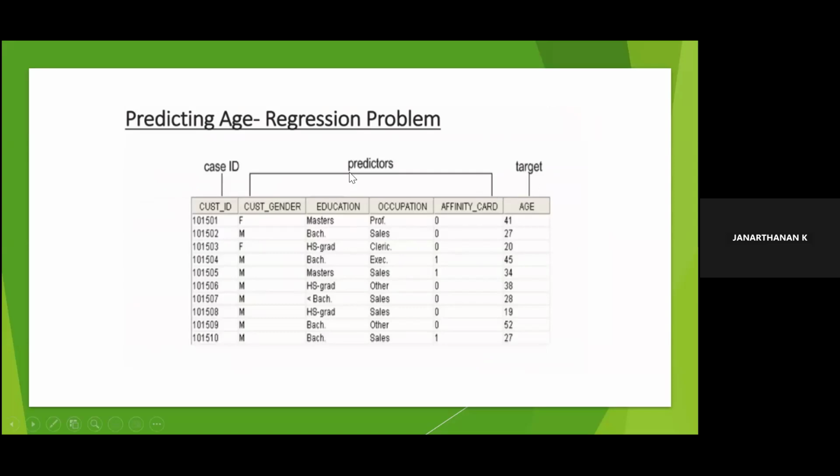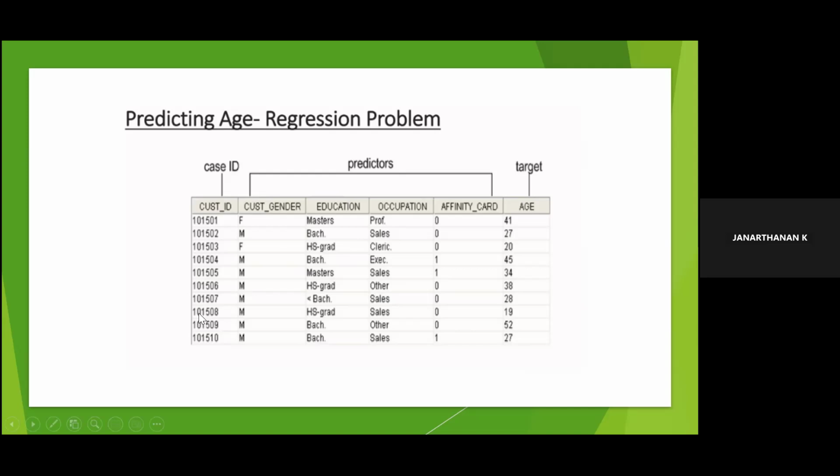Assume that this is my data set. Right now I'm going to predict the age of the person. That age is basically called the target variable, or dependent variable, or outcome variable. Any one of these terms will be apt for this age column.